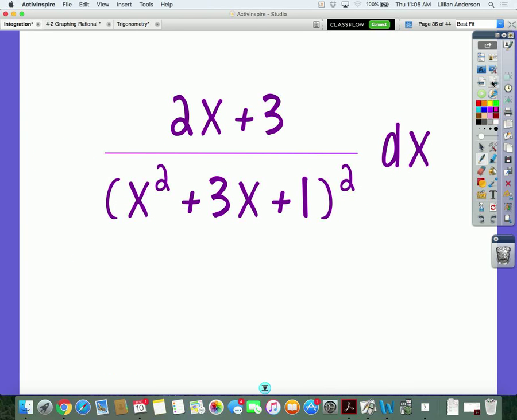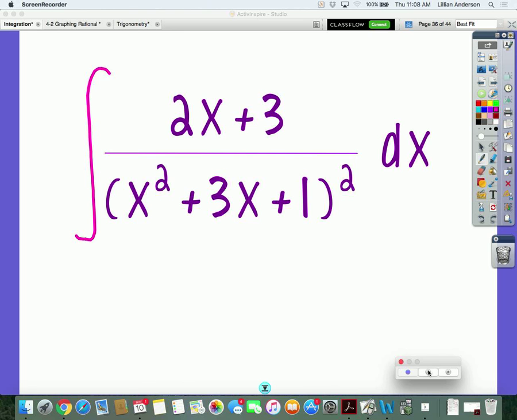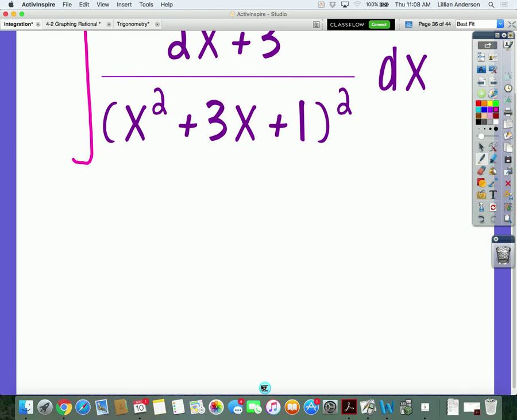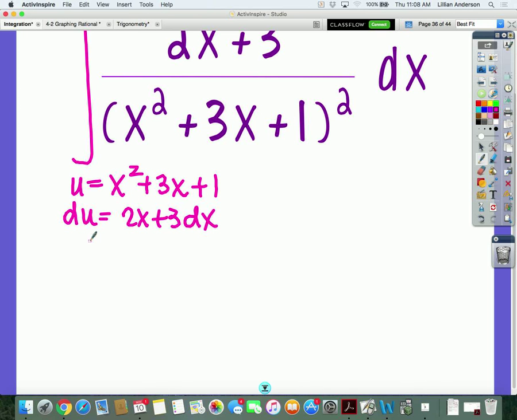Here's the next one. You made u without the square, okay? So you take the derivative of that, you'd be applying chain rule, and it's just 2x plus 3 dx. So when you go to plug it back in, you'll have du over u squared, which is the same thing as saying 1 over u squared du.